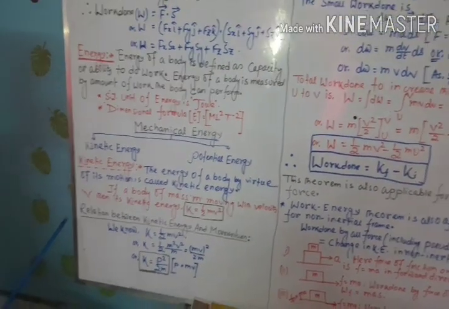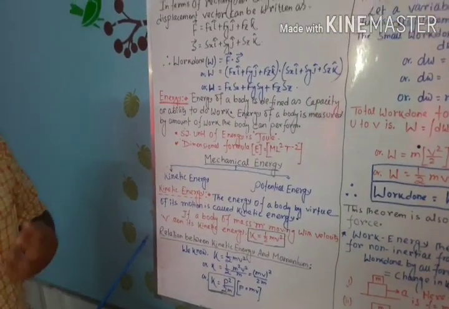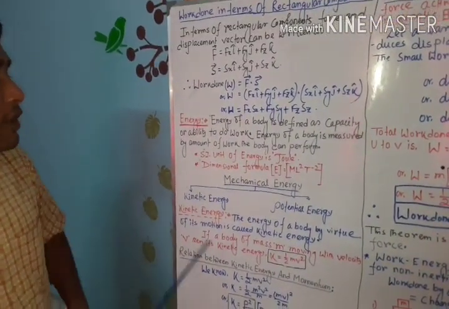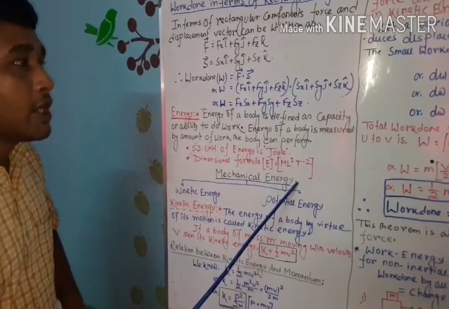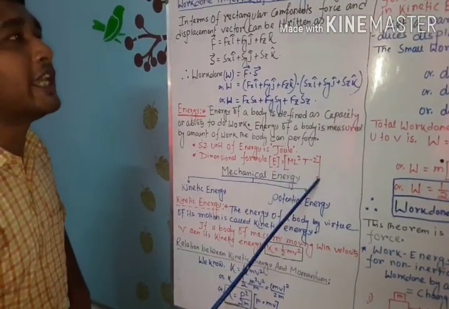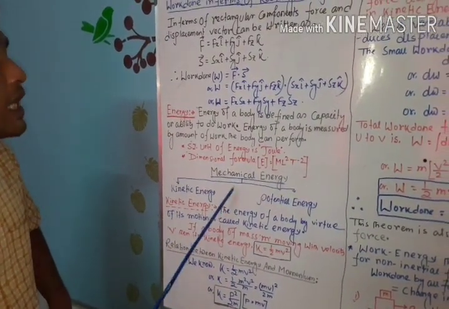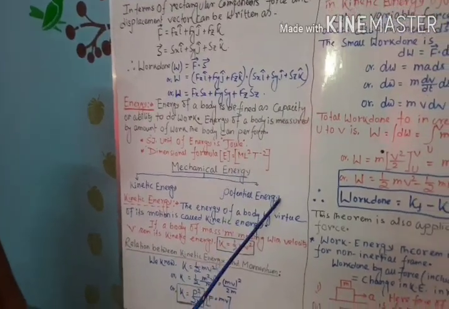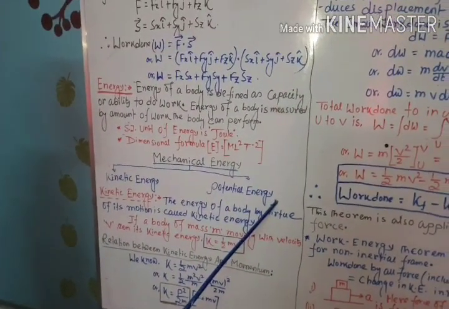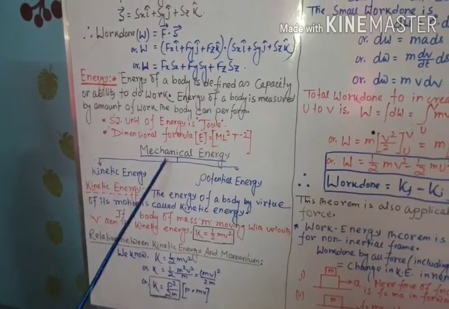Okay, now in our nature there are so many forms of energy: light energy, sound energy, chemical energy, nuclear energy, tidal energy, mechanical energy. But in this chapter we only read about mechanical energy. Mechanical energy is of two types. One is kinetic energy and the other is potential energy. Today we know only about kinetic energy.